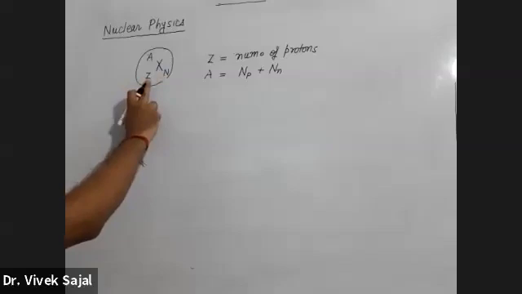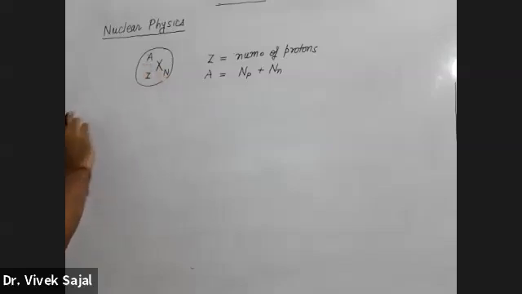So here we have number of protons, here we have number of neutrons, and this A is the mass number. This A is the mass. So this is the nuclei about which we are aware.